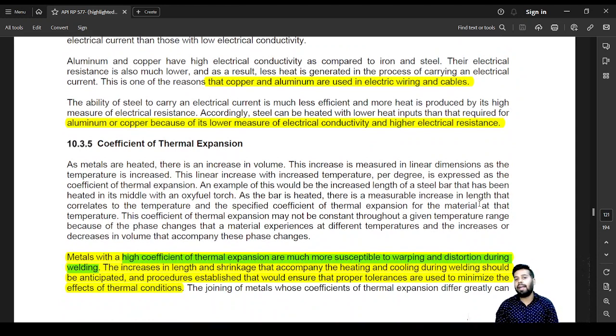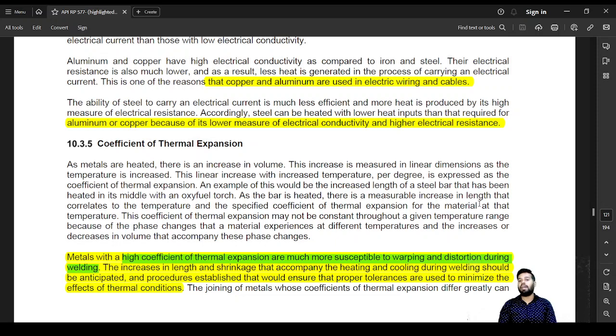Aluminium and copper have high electrical conductivity as compared to iron and steel. Their electrical resistance is also much lower, and as a result, less heat is generated in the process of carrying electrical current. This is one of the reasons that copper and aluminium are used in electrical wiring and cables. The ability of a steel to carry electrical current is much less efficient, and more heat is produced by its high measure of electrical resistance.